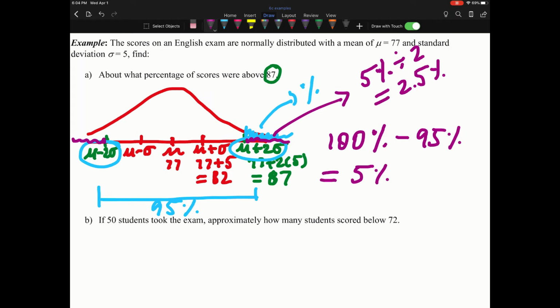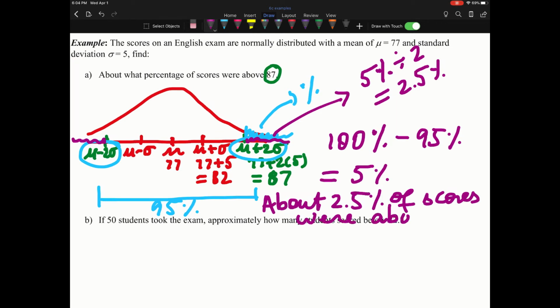So now I can conclude that about 2.5% of all scores were above 87.